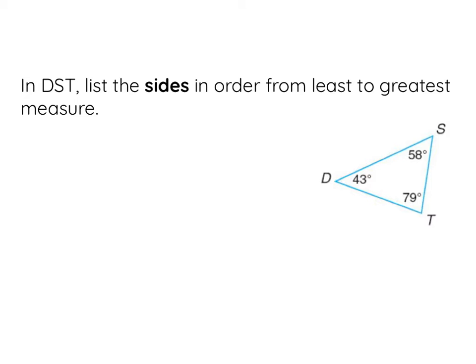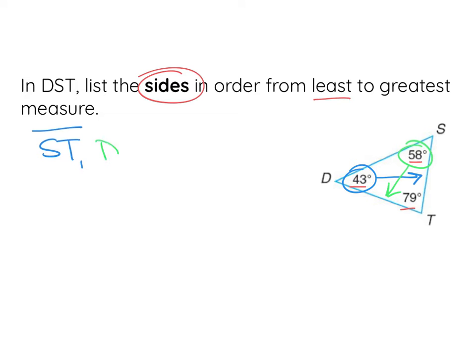I can do the opposite thing as well. I want to list the sides in order from least to greatest. However, I'm given three different angle measures. Same idea as the last one, but now I'm using the angle measures to determine things about the sides. So again, I'm going least to greatest. The smallest angle is angle D. Its opposite side would be ST. Next smallest angle would be 58. Its opposite side would be DT. And then the biggest angle would be 79. Its opposite side would be DS.